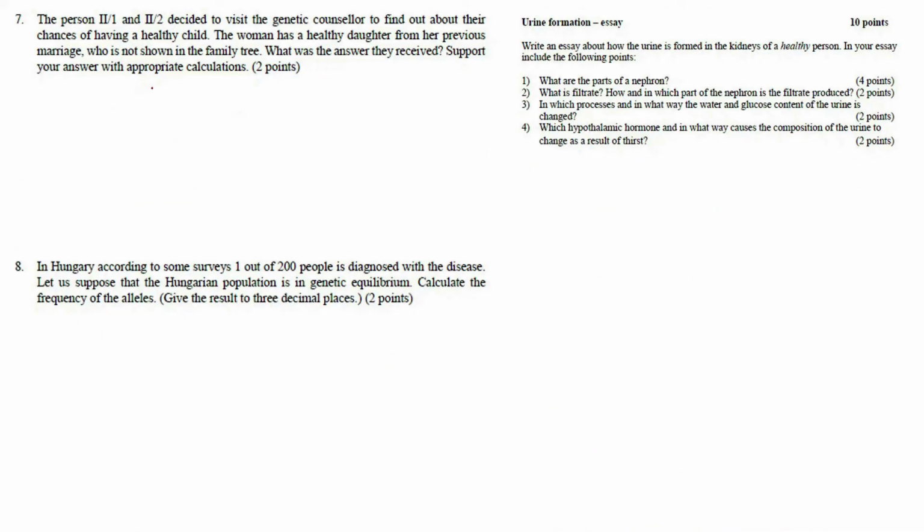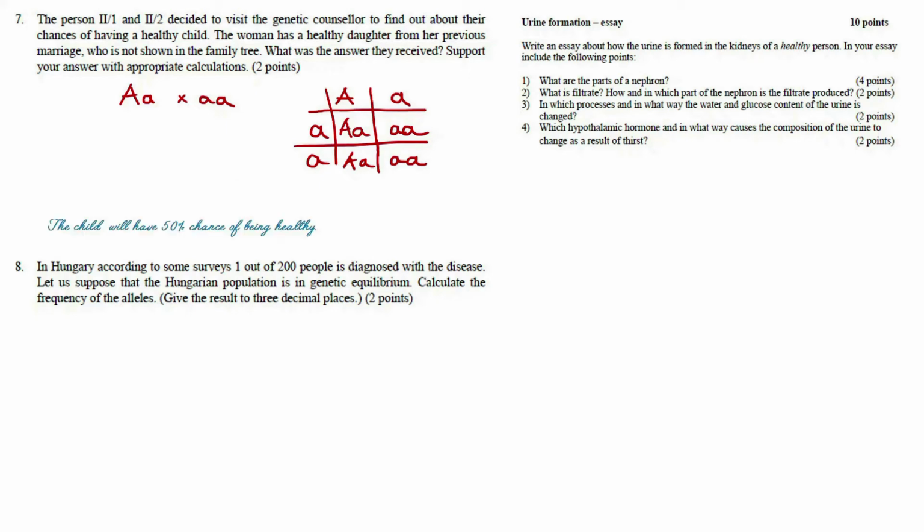So it's a simple calculation basically. Mom will be this and dad will be this. So let's construct the Punnett square. Very easy one. You don't even need to write down the A twice because these are going to be the same. Anyhow, so there is a 50% chance that the child will be healthy.